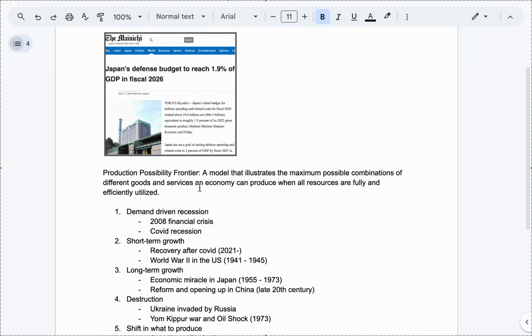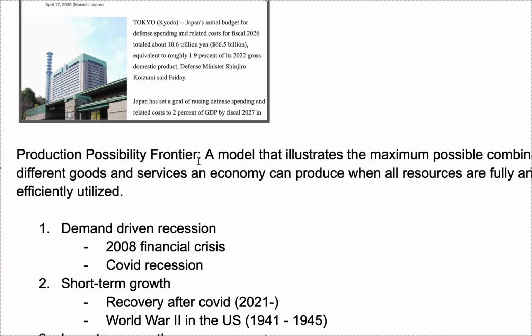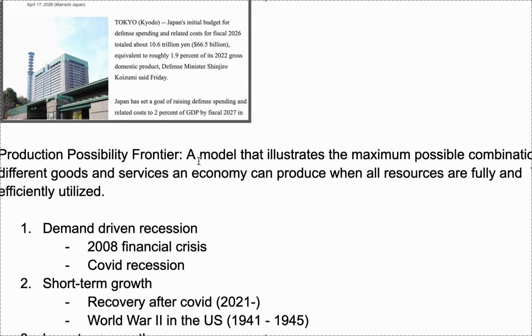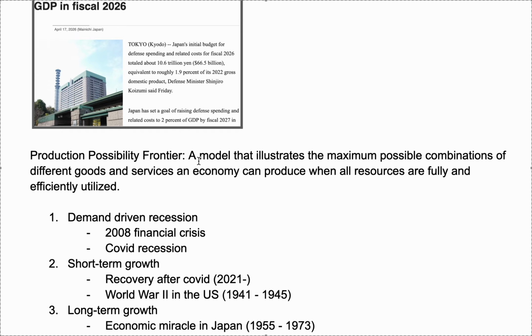I'm gonna use the production possibility frontier. In other words, it's production possibility curve. Yeah, PPC. It's either PPC or PPF. They're the same things. I'm gonna use this model to illustrate the shift of the economy. It's a model that illustrates the maximum possible combination of different goods and services an economy can produce when all resources are fully and efficiently utilized.